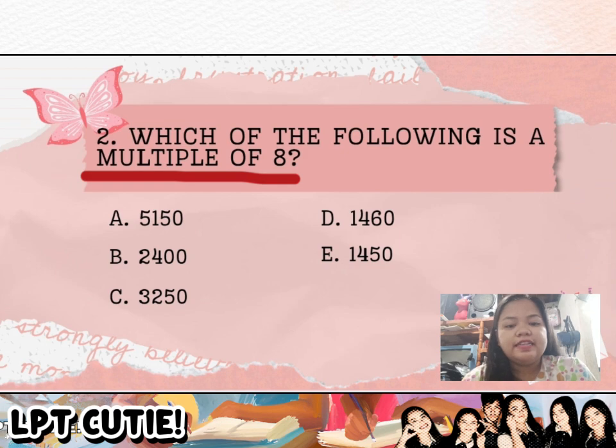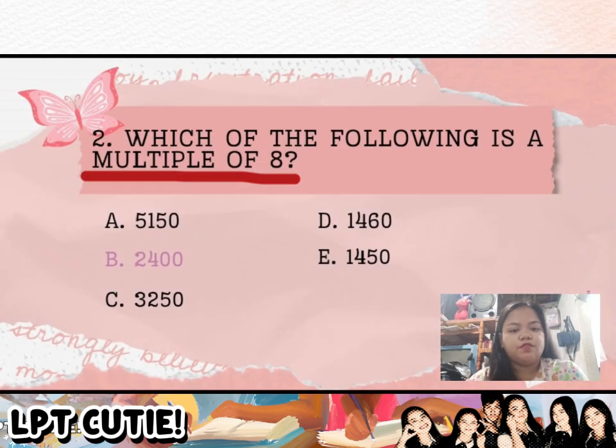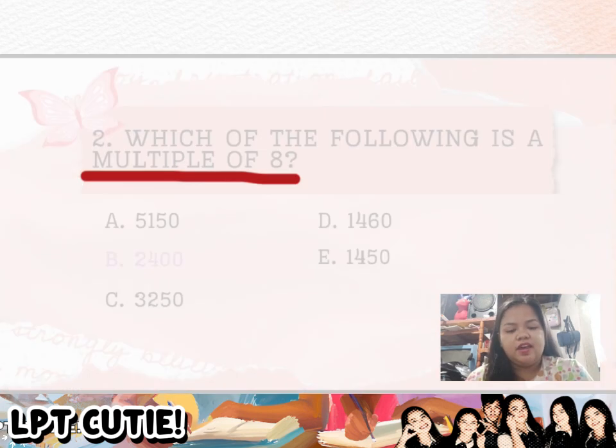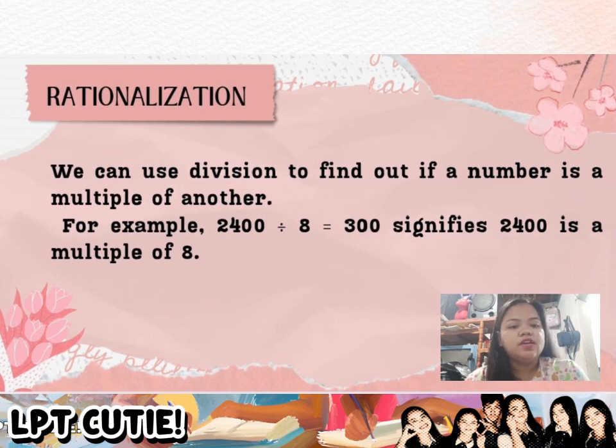Okay, very good. It's letter B, 2400. Why? Why not A? Why not C? Why not D? Or why not E? Is it because in this question, you can use division to find out if a number is a multiple of another? So, let's try solving 2400 divided by 8. So, the answer will be 300. So, if you are going to multiply 300 to 8, the answer will be 2400.